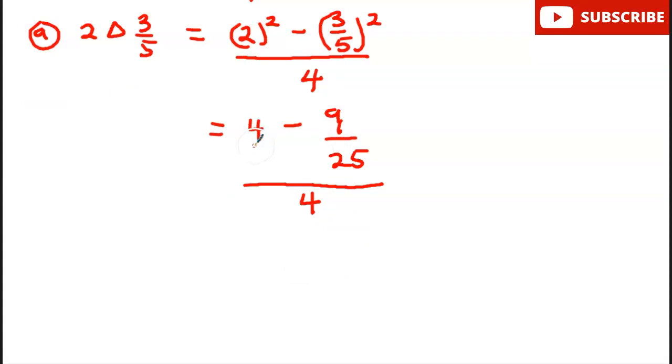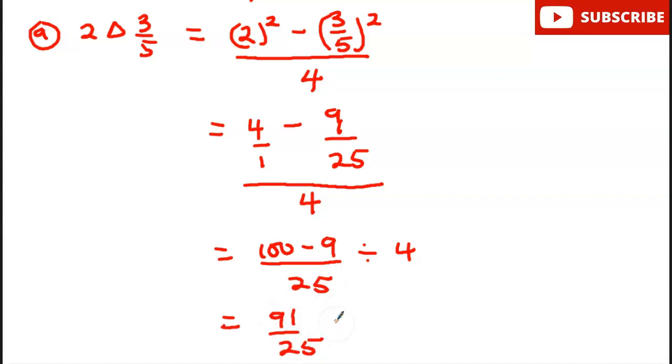So when you find the LCM 25 and you simplify, you are going to get 100 minus 9 on 25. So this one we can write it as 4. So which is 100 minus 9 is 91 on 25, and this is division times 1 over 4. So we have 91 over 25 times 4 is 100, or you can change it to decimal, 0.91.